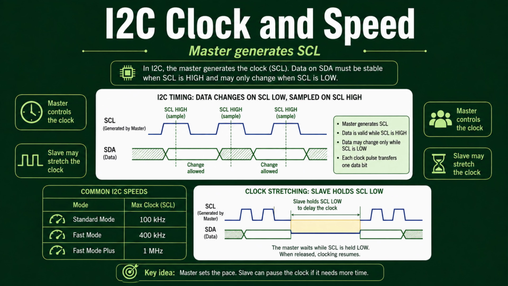Common I2C operating speeds include standard mode at up to 100 kHz, fast mode at up to 400 kHz, and fast mode plus at up to 1 MHz. Every device on the bus must support the selected speed.